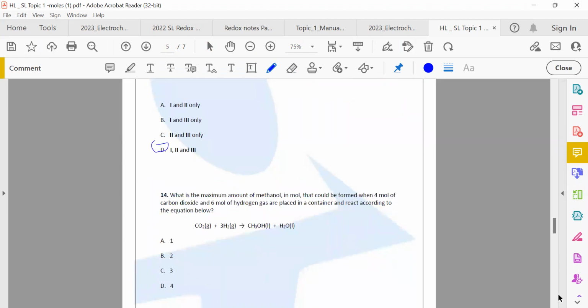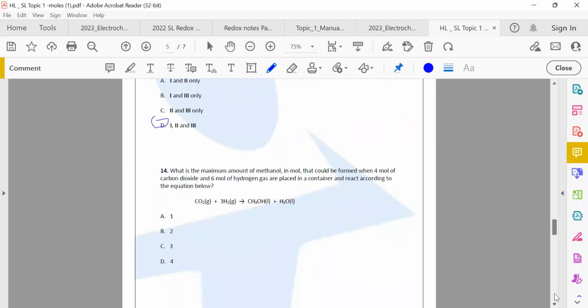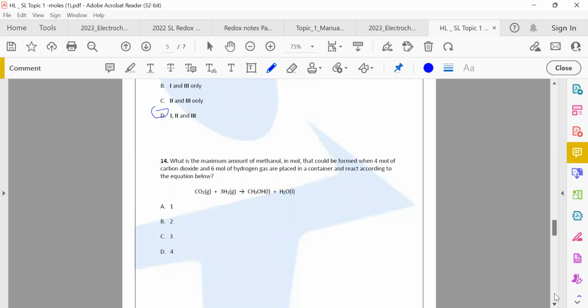And what's the maximum amount of methanol, in moles, which could be formed when 4 moles of carbon dioxide react? And then this one is 6 moles. So that means that if I have 6, I only need 2. That means carbon dioxide is in excess, hydrogen is limiting. And if this is limiting, it will limit the formation of methanol. I'm going to divide this by 3. That means I'm going to have 2 moles. The answer is B. Okay?